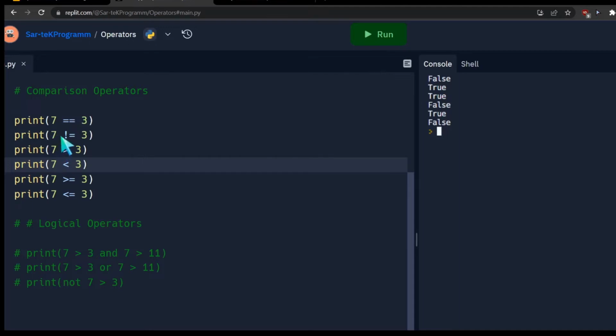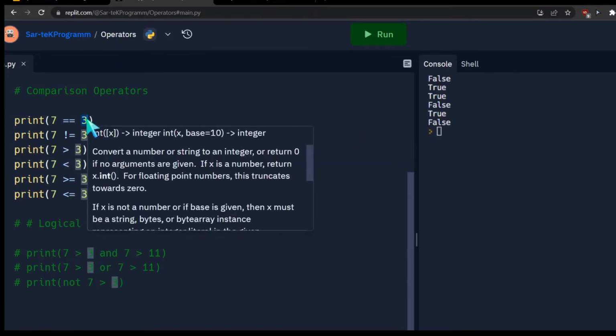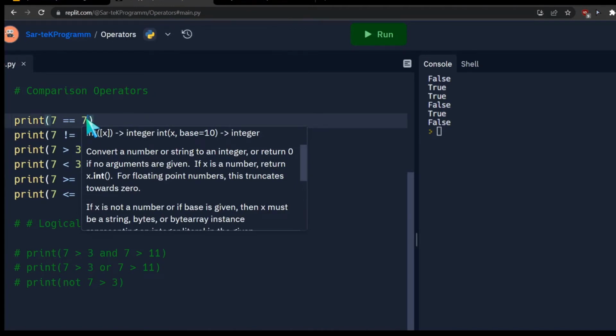Then in the second case we are checking if 7 is not equals to 3, and 7 is not equals to 3, so it will evaluate to true. Then is 7 greater than 3? Yes, it is, so it's true. Is 7 less than 3? No, therefore false. And is 7 greater than or equals to 3? Yes, it is true. And is 7 less than or equals to 3? No, so it's false. Now let's see for other numbers. So is 7 equals to 7?